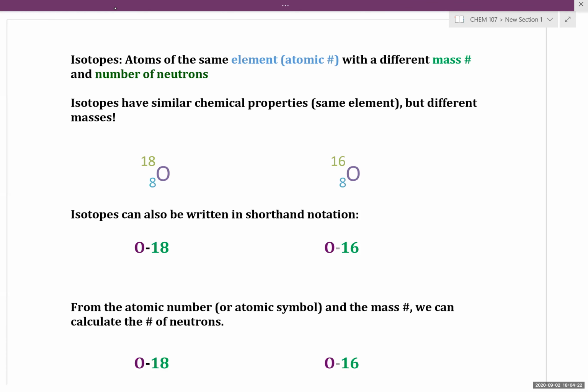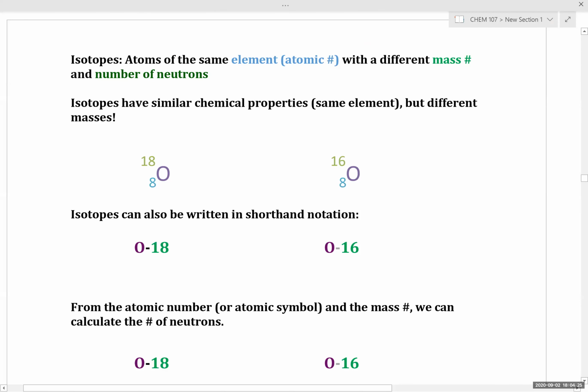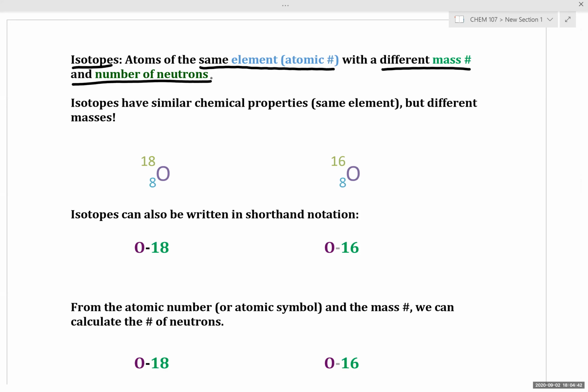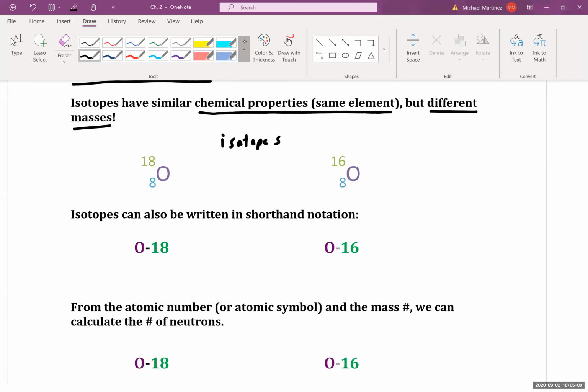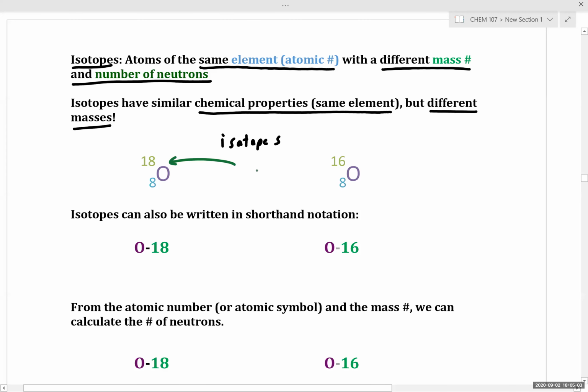There's one set of atoms that we need to talk about. They're called isotopes. These are atoms of the same element, same atomic number, with a different mass number and a different number of neutrons. So isotopes: same element, different mass. Isotopes have almost identical chemical properties. They're the same element, but they have different masses. For example, O18 and O16 would be considered isotopes because we're dealing with the same element. However, they have a different mass number.